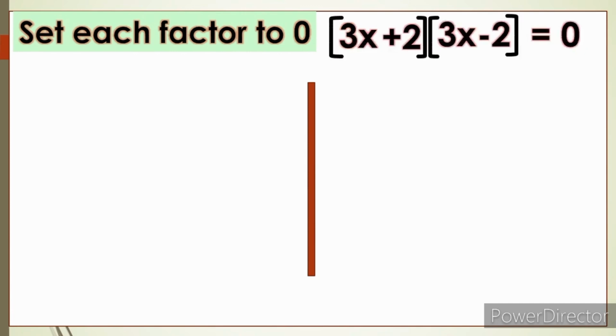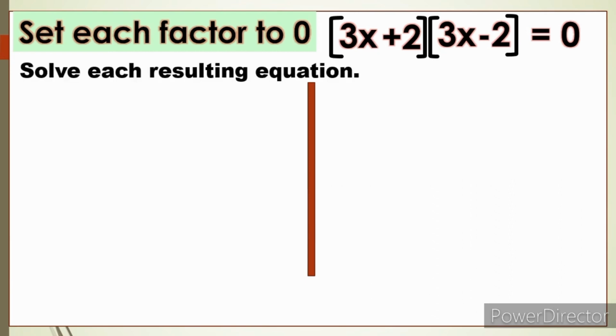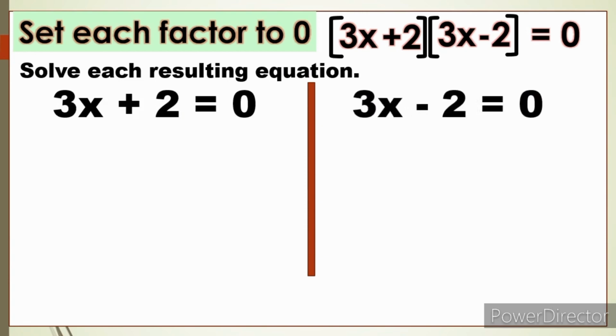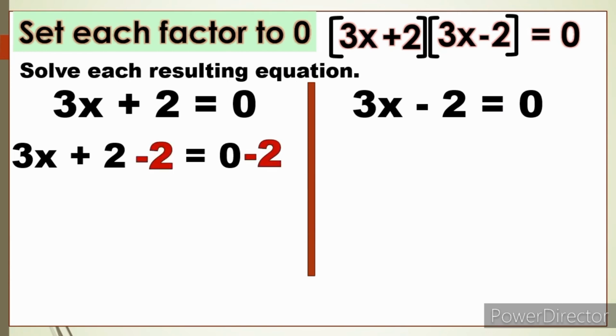The next step is to set each factor to 0. So we have 3x plus 2 times 3x minus 2 equal to 0. Then solve each resulting equation. We have 3x plus 2 equal to 0 and 3x minus 2 equal to 0. To solve, we add negative 2 to both sides. So 2 plus negative 2 is 0 and 0 plus negative 2 is negative 2. Therefore, we have 3x equals negative 2.